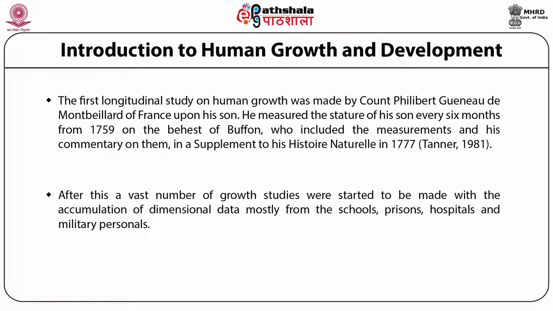After this, a vast number of growth studies were started with the accumulation of dimensional data, mostly from school, prison, hospital, and military personnel. Along with this, several long-term longitudinal studies also made their influx between 1927 and 1932. This included the famous longitudinal study at the Fels Institute at Yellow Springs, the Bolton-Brush study at Western Reserve University, the Berkeley Growth Study, Guidance Study, and Oakland Growth Study at the Institute of Human Development of the University of California, the Child Research Council study at the University of Colorado, and the Harvard School of Public Health Growth Study.